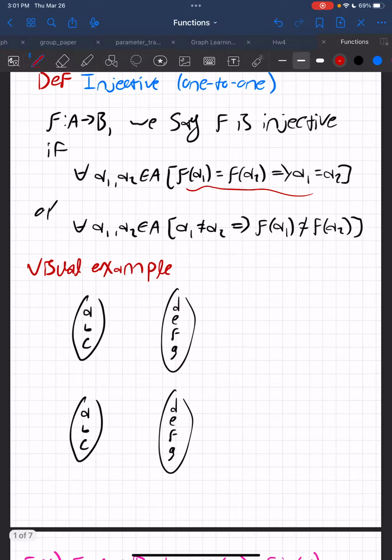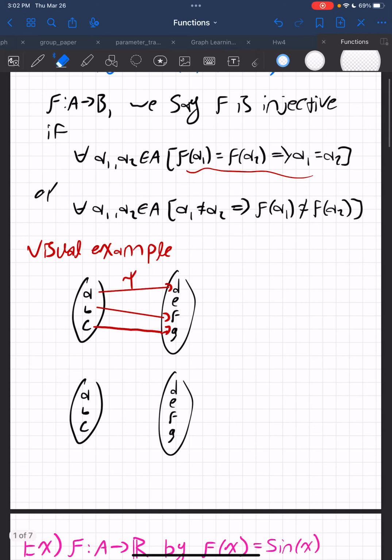Let's briefly look at a visual example of functions between two simple sets, the set containing a, b, and c to the set containing d, e, f, and g, to see what an injective function would look like. So if I say that f is going to send a to d, b to f, and c to g, and let's actually not call this function f because I have f as an element. Let's call it psi. Well, if you pick two different letters, then psi is going to output two different letters. So this psi is injective.